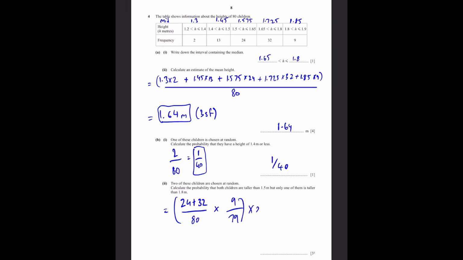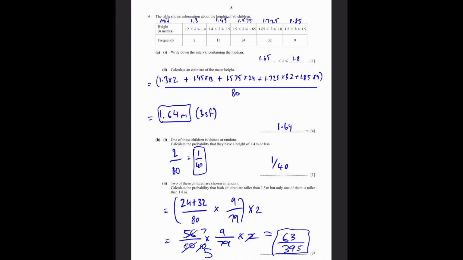And then we have to multiply this by 2 because there are two different orders in which the children could be chosen, right? So the person who's taller than 1.5 could be chosen first, or the person who's taller than 1.8 could be chosen first. So you multiply by 2 for two different possibilities. We get 56 by 80 into 9 by 79 into 2. So you can cancel some out. We get 7 over 10. And then we can cancel this to get a 5 down here. And our final answer will be 63 by 395. And this will be our answer.